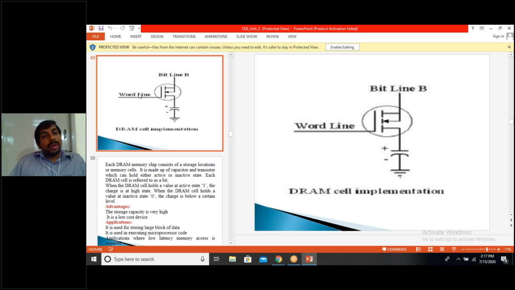If you want to do a read operation, the data is already on the positive plate of your capacitor. Just give word line 1, this MOSFET will become on, and the bit line is going to get the data from the positive terminal of your capacitor. Means whatever the value is on the capacitor is going to discharge to the bit line.